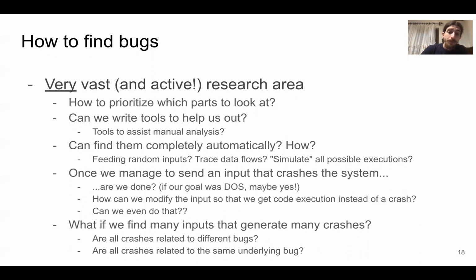Then, assuming that we managed to send an input that crashes the system, are we done? Well, if the goal was denial of service, yes, we are done, because the system crashes and we fulfilled our goal. But maybe the goal was to actually get code execution. So how can we move from a test case that crashes the app to a test case that actually gets code execution? This is the topic of automatic exploitation. Given a crashing bug, can we write an exploit automatically? Again, many papers on the topic.